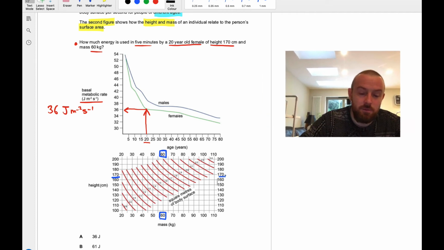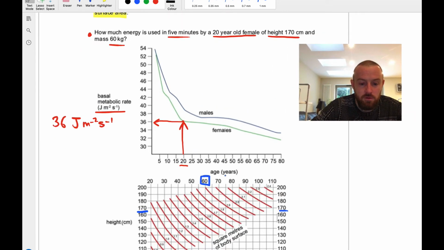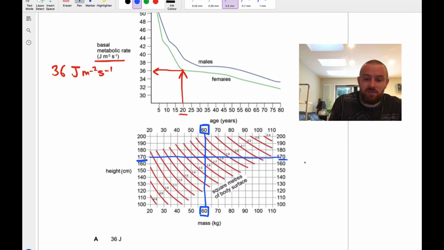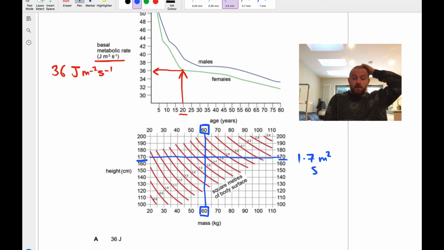Okay, so I'm going to zoom in a little bit. And in an exam, you'd be doing this with a ruler. So we need to work along this line, and we need to work along this line, which is at 170. It's that line there. So they intersect right there on the 1.7 meters squared surface area.